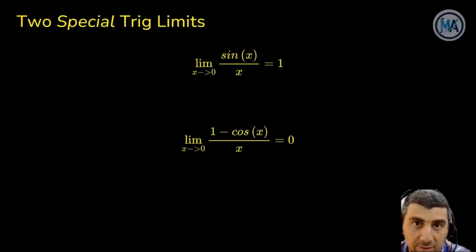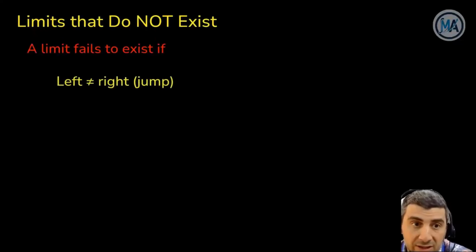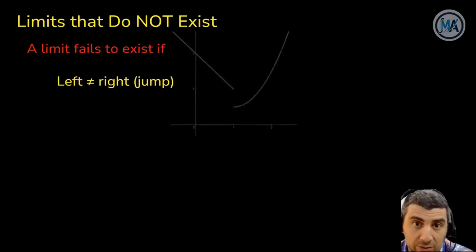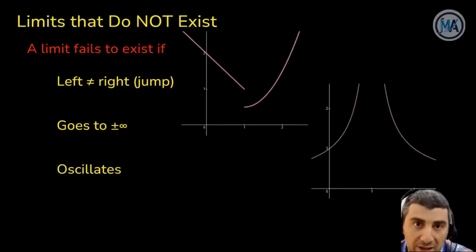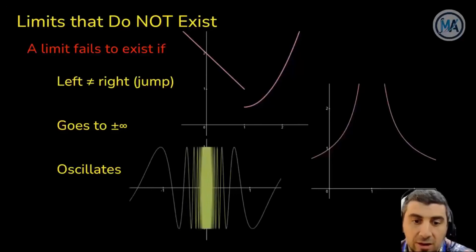Now, there's 2 special trig limits you have to have in your back pocket. Make sure you have these 2 memorized. A limit's going to fail to exist if either the left or right side of the function are not equal as you approach the limiting value. That's going to result in a jump, if the limit goes to positive or negative infinity, or if the function oscillates as you approach a limiting value. Here, as x approaches 0, you can see the function oscillates.